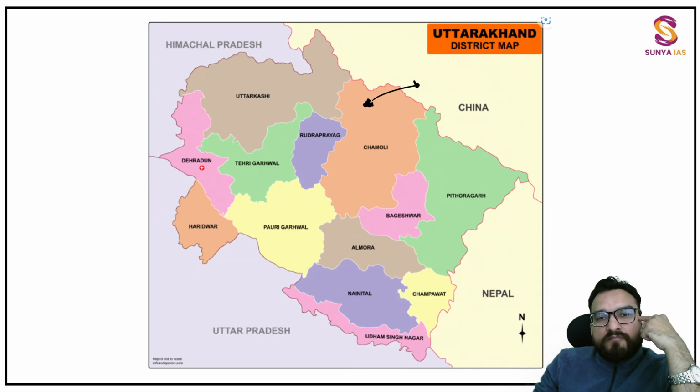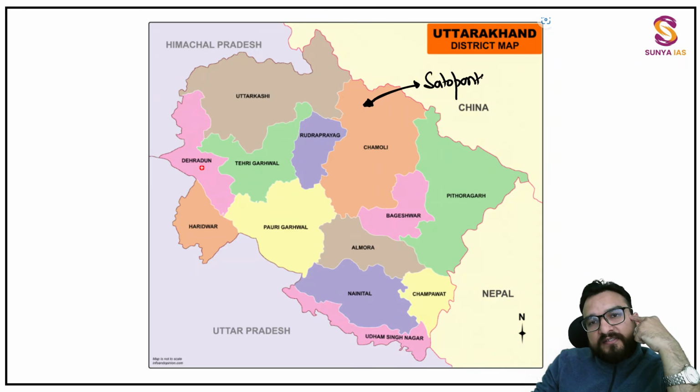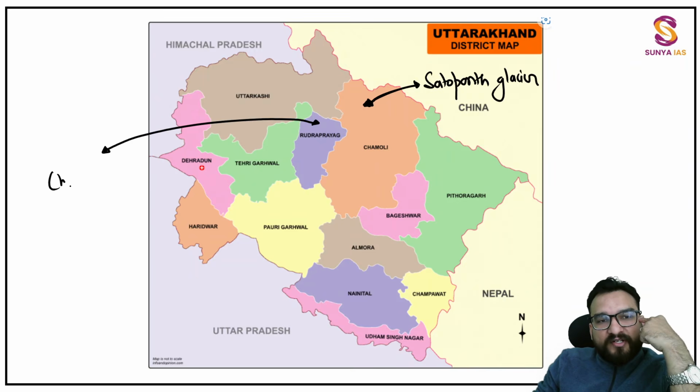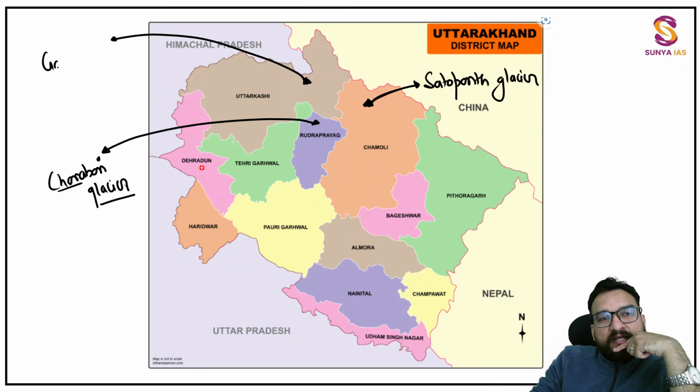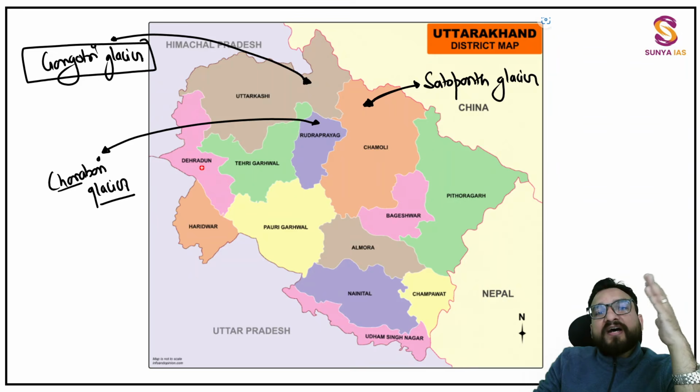right? So over here this glacier is known as Satopanth Glacier. Very important, guys, asked in the examination too. Satopanth Glacier, right? Chamoli district. In Rudraprayag district you are going to find Chorabari Glacier. Chorabari Glacier, right? And over here in Uttarkashi district you are going to find Gangotri Glacier. Gangotri Glacier is the second largest glacier of our country.